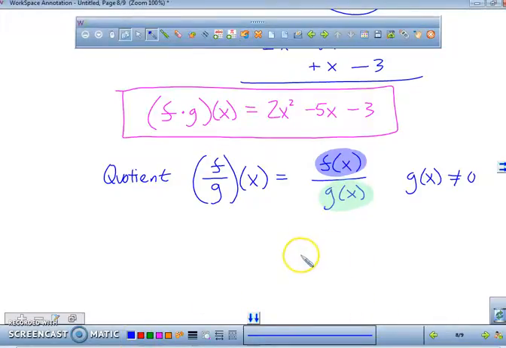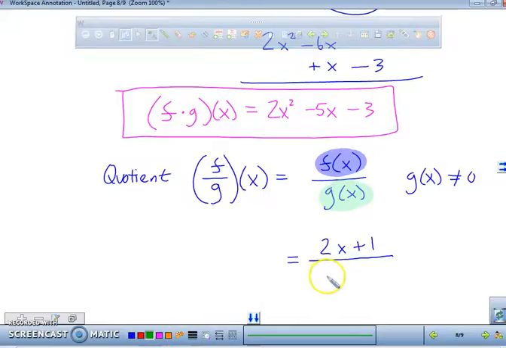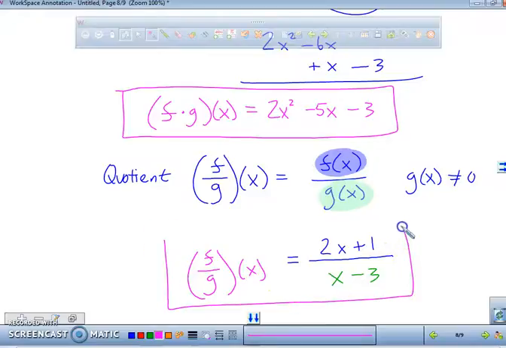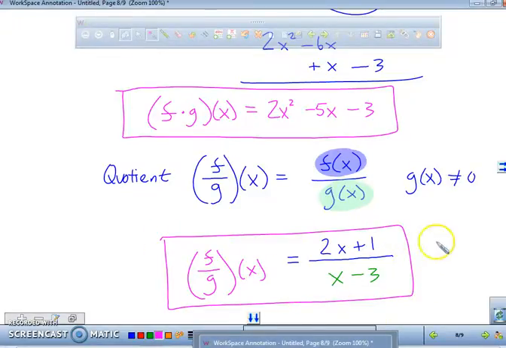F of x. What is f of x by itself equal to? 2x plus 1. What is g of x by itself equal to? X minus 3. Now here's the cool thing about this one, guys. The cool thing about this one, this is the answer to f over g of x, because x minus 3 does not go evenly into 2x plus 1. So that one was kind of easy.